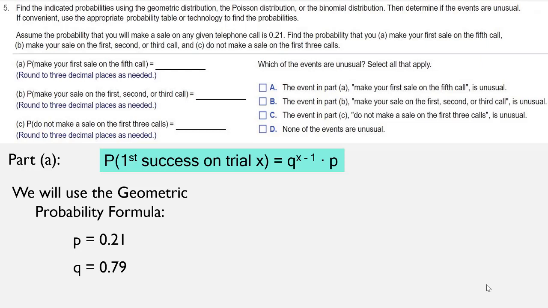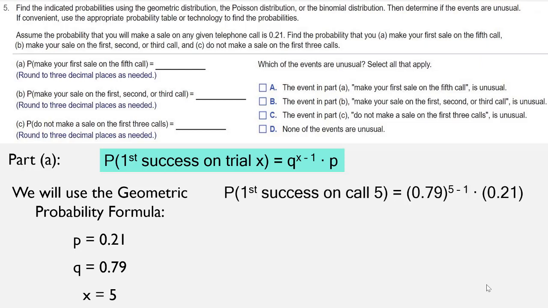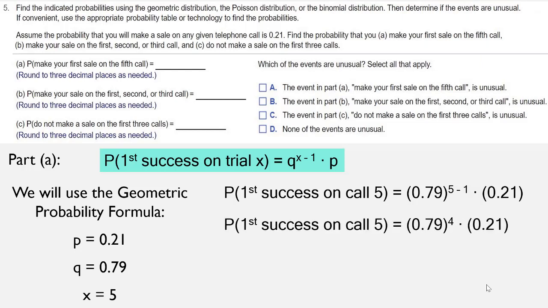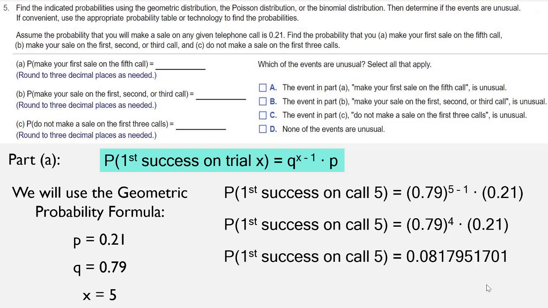And in part A, our x value is 5 because we want to know the probability of our first sale being on the 5th call. We plug these numbers into the formula. So the probability of our first success on call 5 would be 0.79, the probability of failure, to the x minus 1, that's 5 minus 1, times p, which is 0.21. This is 0.79 to the 4th, times 0.21. And when we use our calculator, we come up with 0.0817951701. Rounded to 3 decimals is 0.082. That's your answer for part A.